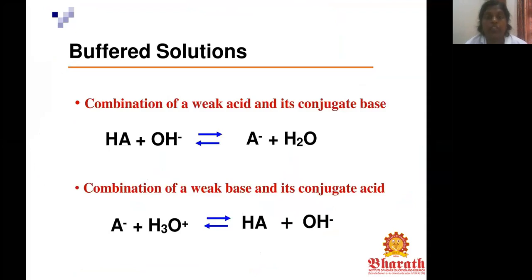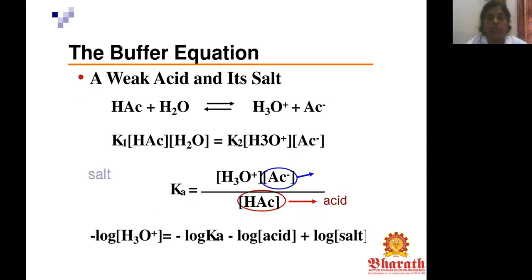It is a combination of a weak acid and its conjugate base. It is a combination of a weak acid and its conjugate acid. It is called a buffer solution. So, buffer equations. How can we write the buffer equation?